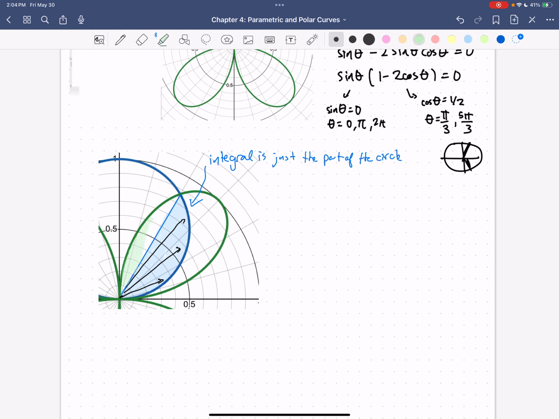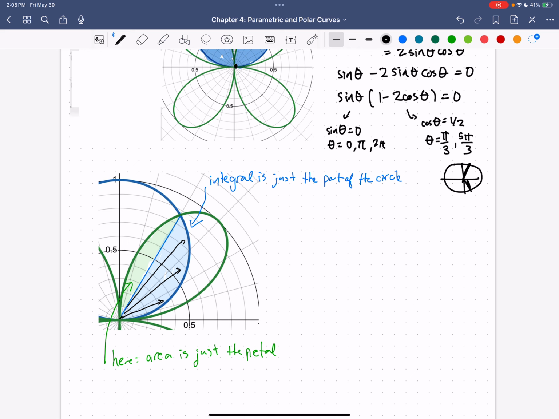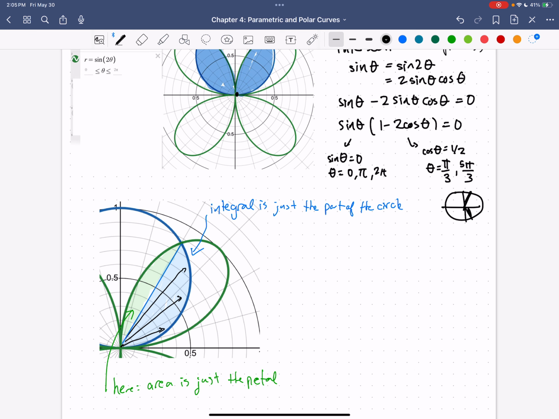So that's the second part. Here, the area that we want is just the petal. So we're actually going to calculate 2 different integrals and add them together using these intersections. So let's see, what else do we need to use here? If we draw out these angles, we had that intersection at pi over 3. So let's say this pi over 3 corresponds exactly to where we're dividing up our area into 2 pieces.